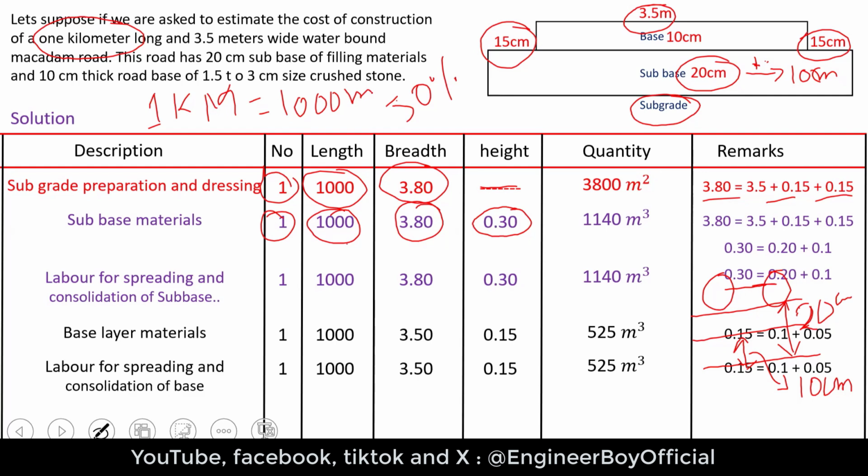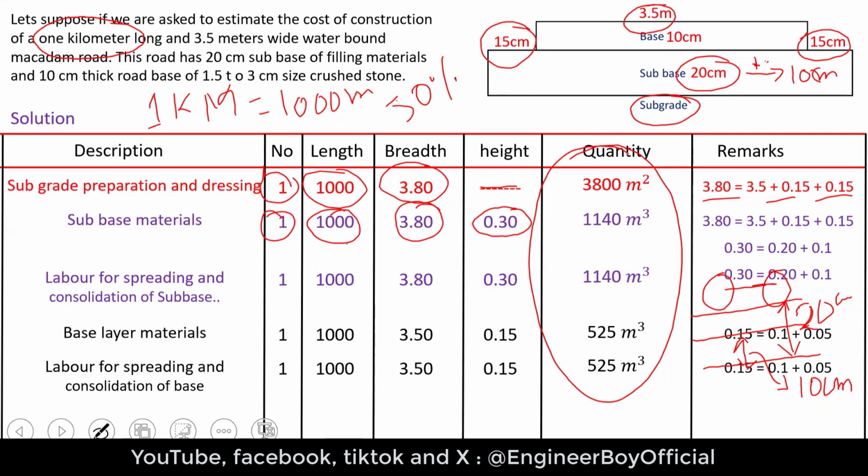Now, once you have these quantities, the abstract of cost is prepared for the road construction, or maybe for the road estimation, okay? So let's move ahead to the abstract of cost. Remember, for this you have to use MRS. MRS was covered in the previous video, so I'm not going to discuss it again and again, because that would be a waste of time.